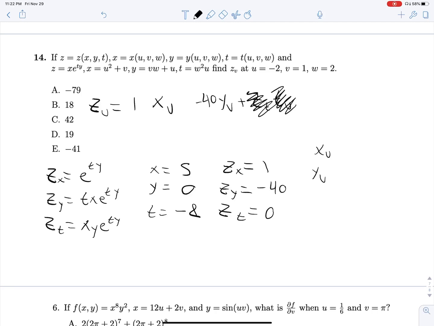Where xv is our partial derivative of x with respect to v, that'll just give us 1, and yv will give us w, which we know to be equal to 2. And so putting everything together, we get 1 times 1, and we get -40 times 2. And so 1 minus 80 is going to be -79.